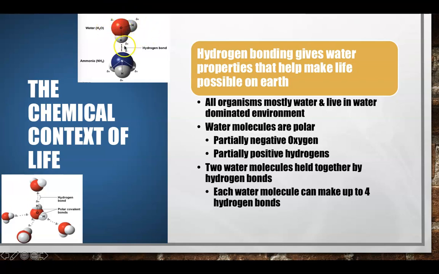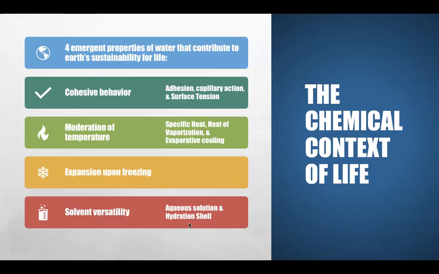Now, these slightly positive charges in these hydrogens are going to be attracted to either a slightly negative nitrogen in a different molecule, or, if you look down here, the slightly negative oxygen in another water molecule. This polarity that gives rise to hydrogen bonds is going to make water a very unique molecule. Each water molecule can make up to 4 hydrogen bonds with another water molecule. Now, because of this polarity that leads to the hydrogen bonds, water has 4 emergent properties.